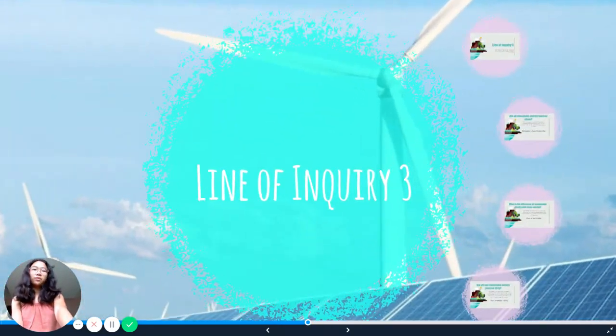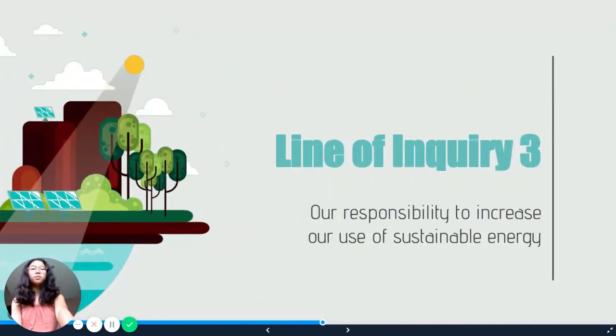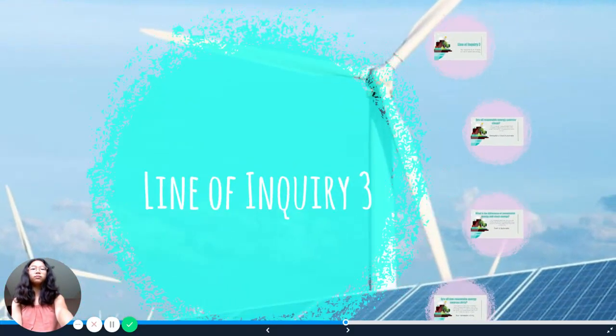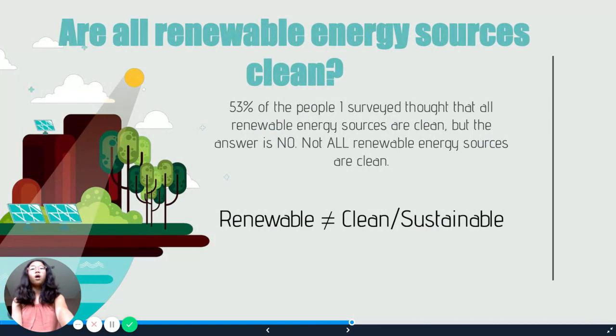Line of inquiry 3: our responsibility to increase our use of sustainable energy. Are all renewable energy sources clean? 53% of the people I surveyed thought that all renewable energy sources are clean. But the answer is no. Not all renewable energy sources are clean. So renewable does not exactly mean clean or sustainable. It could, but not all are.